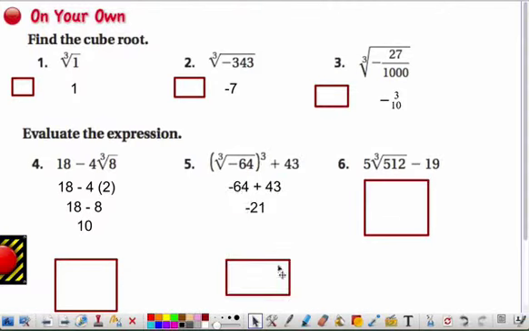On number 5, the cube root and the cube cancel each other out and leave us with negative 64 plus 43. Remember, different signs subtract. Take the sign of the larger number, so you end up with negative 21.